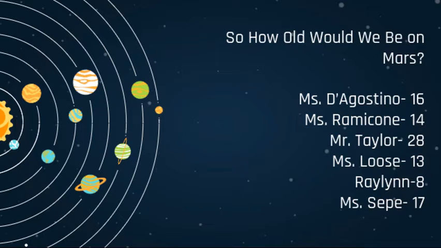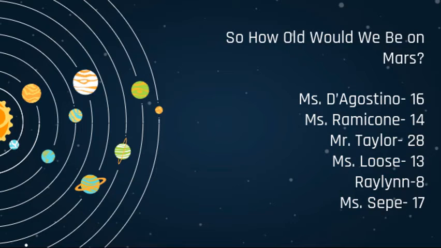So your age does change because, remember, it's determined by the revolution around the sun. So if we were on Mars, Miss D'Agostino would be 16 years old. Miss Ramacone would be 14 years old. Mr. Taylor would be 28. Miss Luce would be 13. Raylan would be 8. And I would be 17.